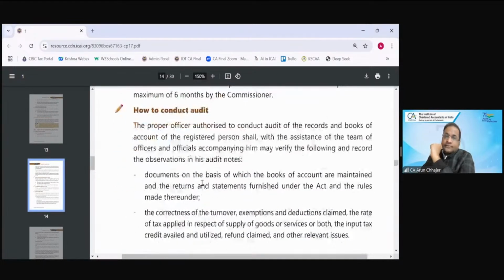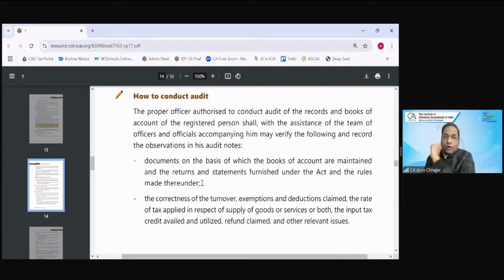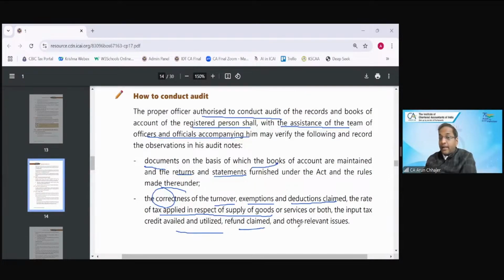How to conduct the audit? The officer authorized to conduct the audit of records and books of accounts shall, with the assistance of the team of officers and officials, verify the following: the records and documents on the basis of which the books of accounts are maintained, returns and statements furnished under the GST law, correctness of turnover, exemption, deduction, the rate of tax applied in respect of the supply of goods or services or both, ITC availed and utilized, refund claimed, and other relevant issues.